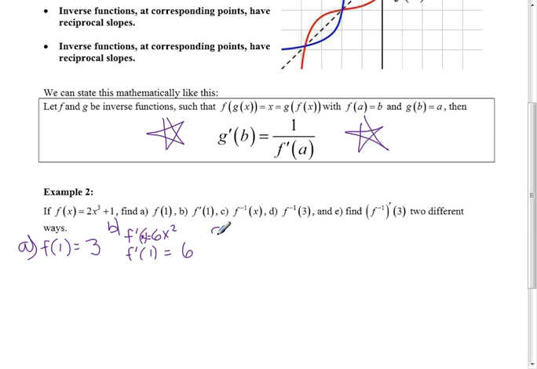Part C, f inverse of x. So we need to switch the x and the y values and solve for y. Or if you get really good, you can see it for a simple function like this. But I'll just start off by showing it to you. 2x cubed plus 1. So we switch the x and the y values. Okay, 2y cubed plus 1, and solve for y.